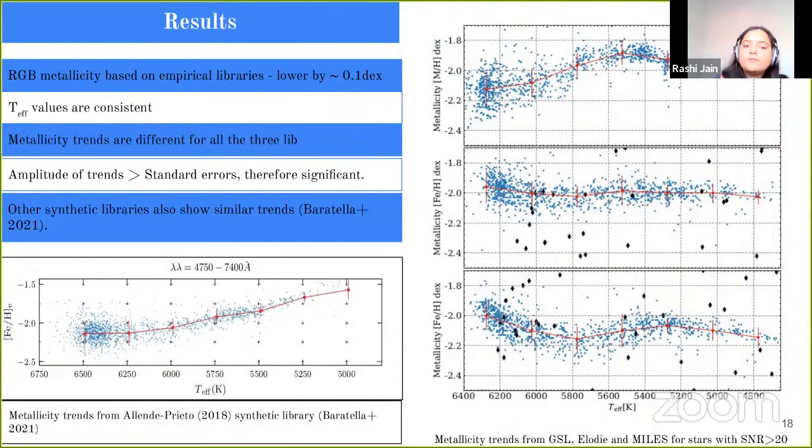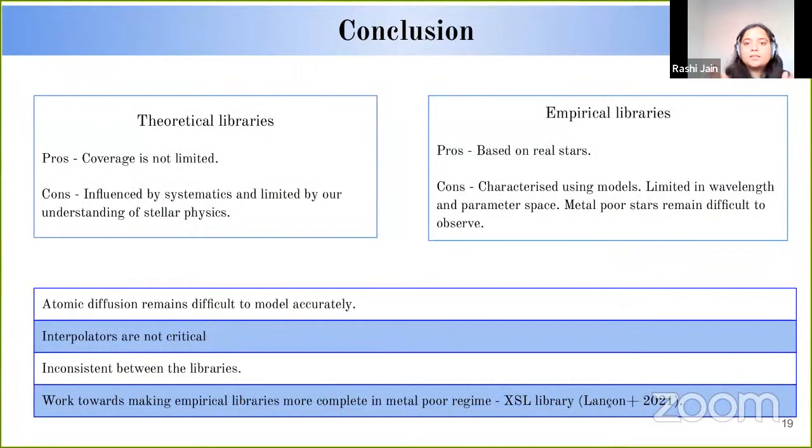And what they found was, if they use another theoretical library, they found a similar trend. The metallicity increases, but the interpolators have no impact on the results. So this is still an open question, what is inconsistent between these libraries that give rise to these differences, because these libraries are very widely used by the community to study the galactic stellar populations and also the stellar evolutionary stages. So we have the two kinds of libraries that have their own pros and cons.